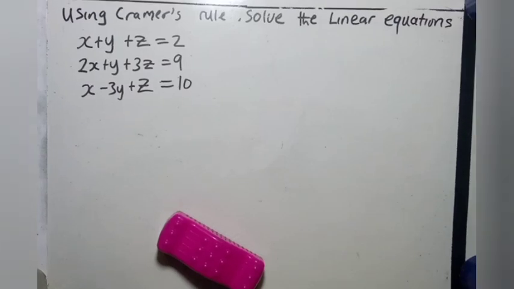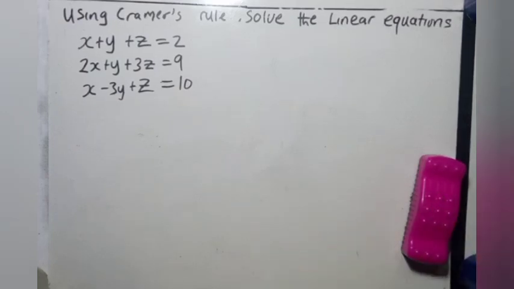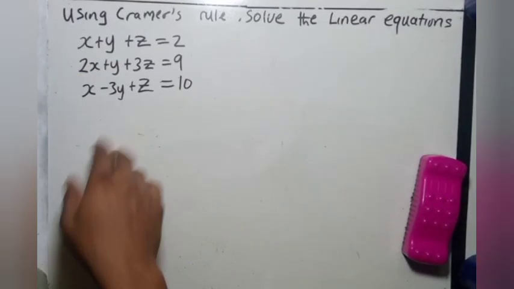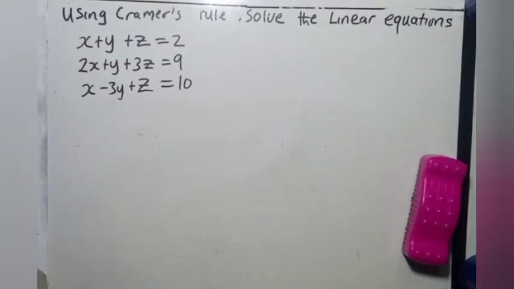Under diverse ways of solving linear equations, we'll be looking at Cramer's rule. Cramer's rule is a way of solving linear equations. If we are being specific, yes, simultaneous equations. So our question says, using Cramer's rule, solve the linear equations.